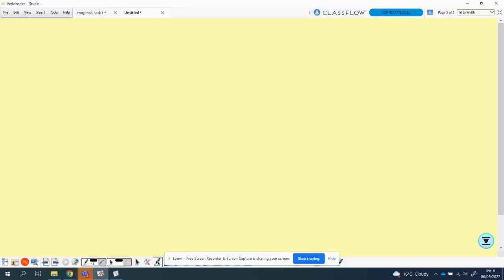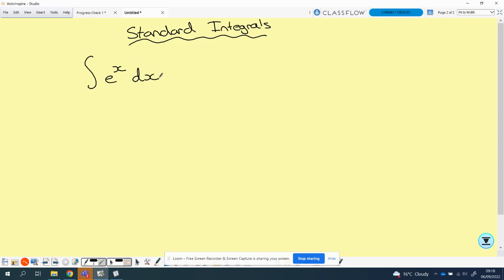Okay folks, so today we're going to be looking at standard integrals, which is the first lesson in the integration topic. Now some of these integrals are on your formula sheet, so if you have that in front of you. So the first one we're going to look at is if we want to integrate the exponential function e to the x with respect to x.